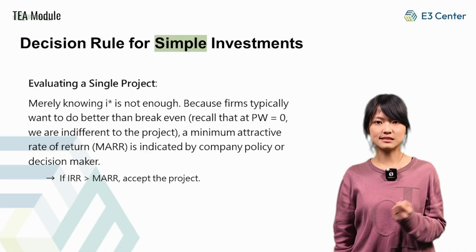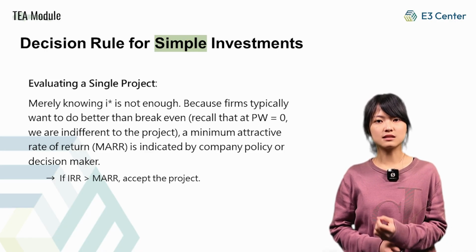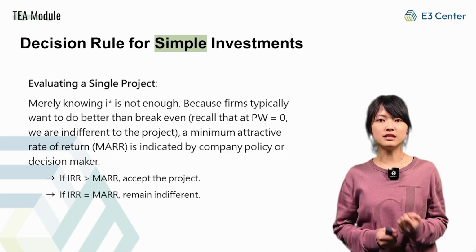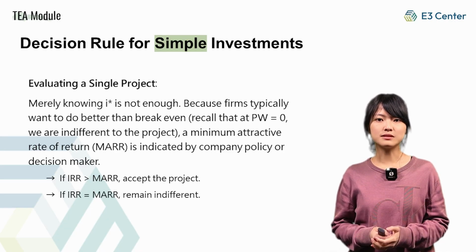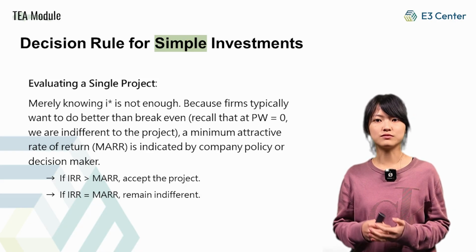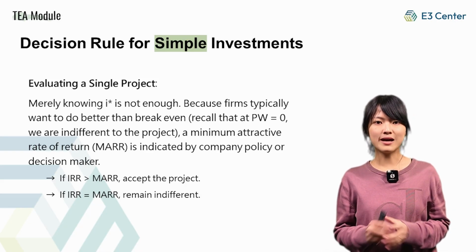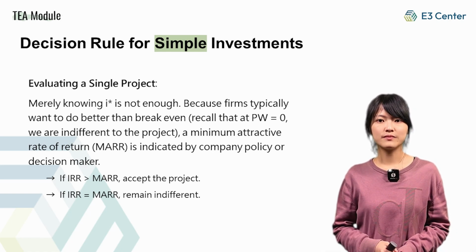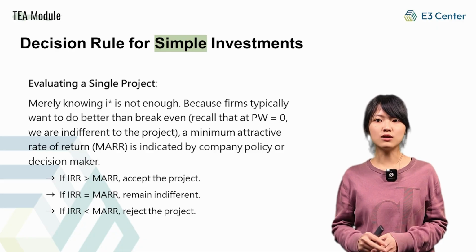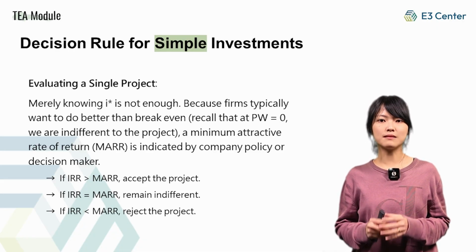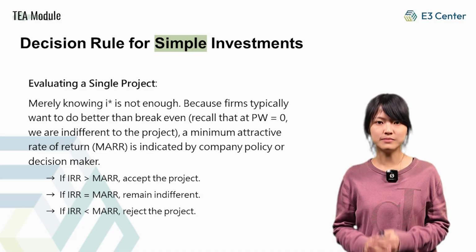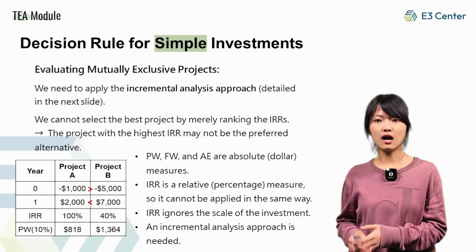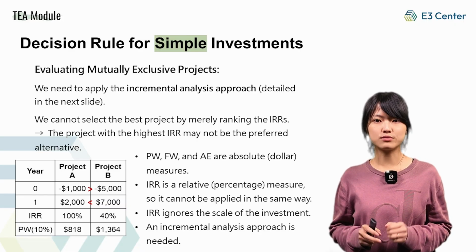If IRR exceeds the MARR, the project is considered financially viable, and we should accept it. If the IRR equals the MARR, the investment yields exactly the minimum rate of return required, and we remain indifferent, neither explicitly accepting nor rejecting the project. But if the IRR falls below the MARR, the project does not meet the required threshold of profitability, and we should just reject it. So now, let's turn to how we assess mutually exclusive projects.